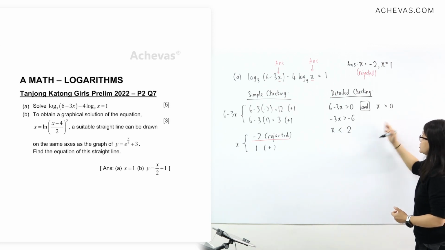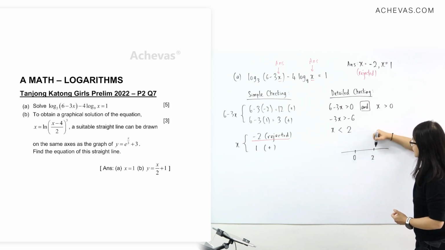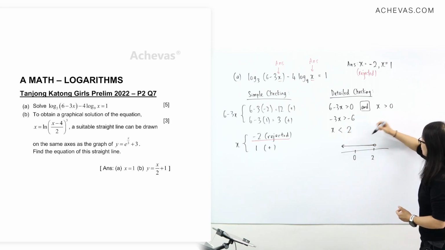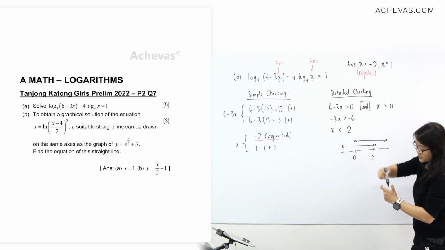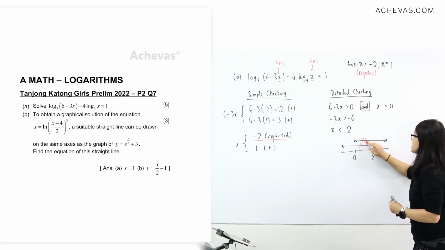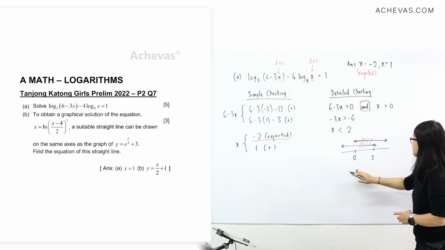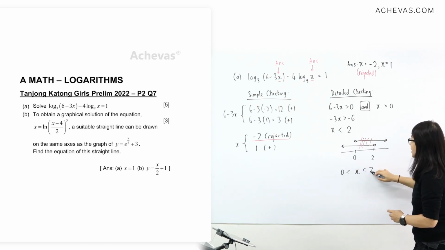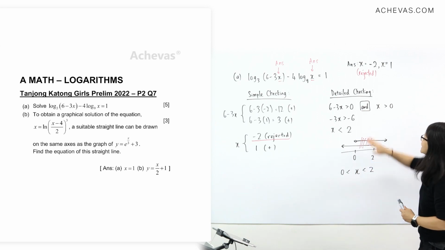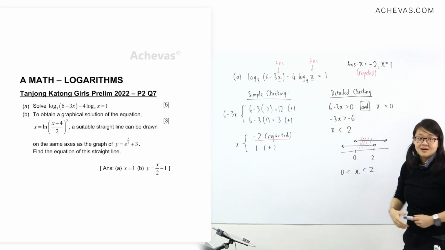So now let's place these two answers on a number line. 0, 2. Less than 2 is over here. More than 0 is over here. And since I'm solving for both, it's this part here, which means x can only take values between 0 and 2. So looking at your answer, this is going to be rejected. This is okay. It falls between 0 and 2.